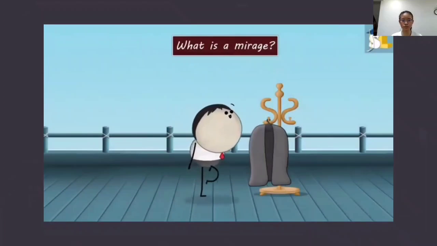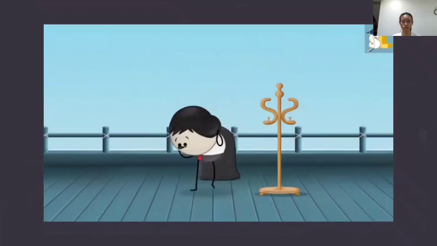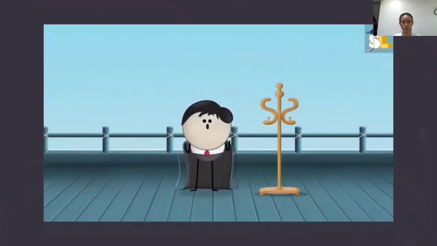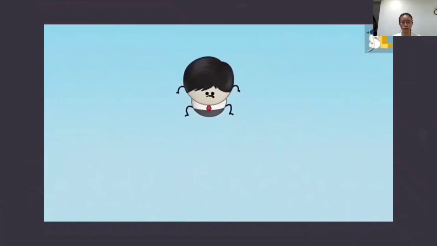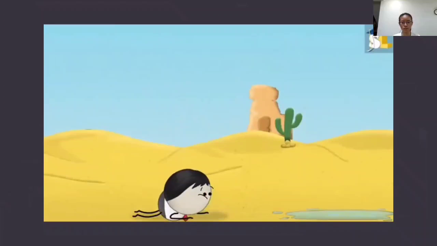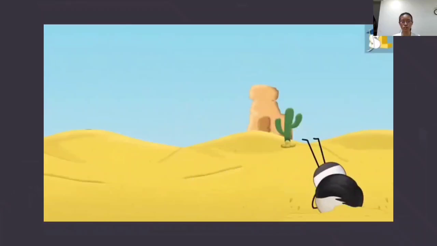What is a mirage? An invisible cloak. Mirage is an illusion in which it appears as if there is light present on the plane.